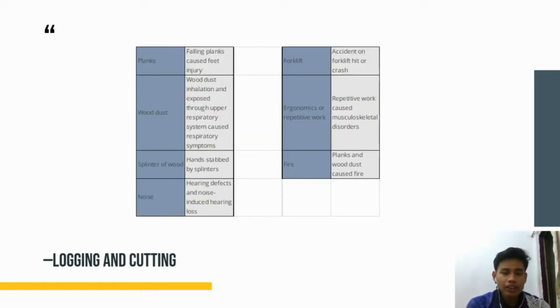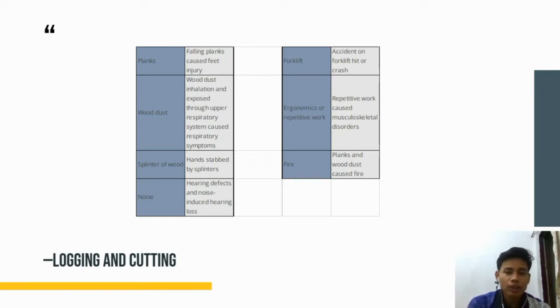The next activity is planing and rearranging. The hazard that we have is the planks, with falling planks that cause foot injuries. The next hazard is wood dust, where inhalation and exposure to the upper respiratory system will cause respiratory symptoms. The next hazard is the splinter of the wood that will cause the hand to be stabbed by the splinter. And the next hazard is noise, which will cause hearing defects and noise-induced hearing loss.